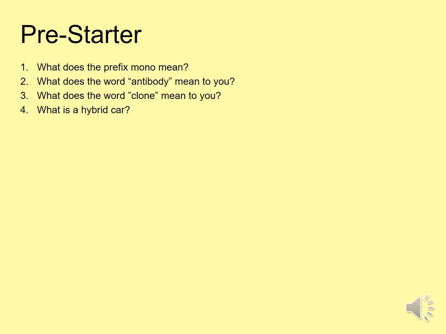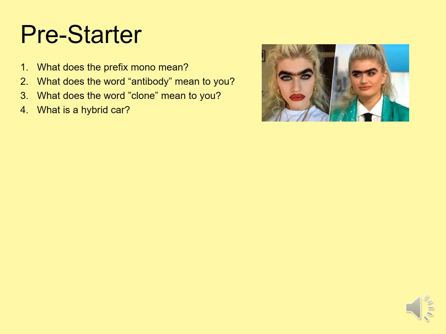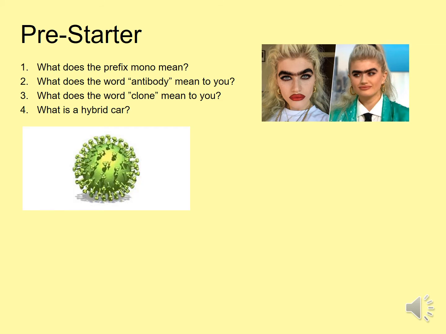So what does the prefix mono mean? Now this is a very famous model. She has majored on the fact that she has a monobrow, and she's not ashamed to show it, as you can see. So the word mono means one, of course. Here's an antibody. This is a picture of an antibody that belongs to the flu virus. Maybe that's the association that you have in your head. I'd like you to remember that kind of picture as we run through.